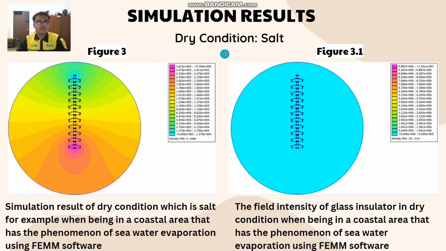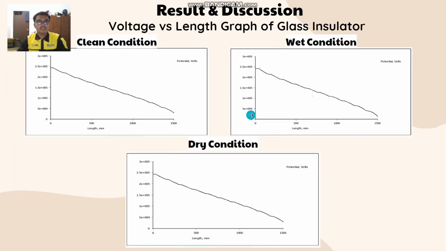Next is the dry condition, which is salt. For the dry condition, this is the simulation result that we get in figure 3. It is the simulation result of the dry condition with salt, for example when in a coastal area that has the phenomenon of seawater evaporation, using FEMM software. The dry condition with salt occurs when the insulator is nearest to the beach and there is sea evaporation. Next is figure 3.1, which is the field intensity in the dry condition. Next is the result and discussion.